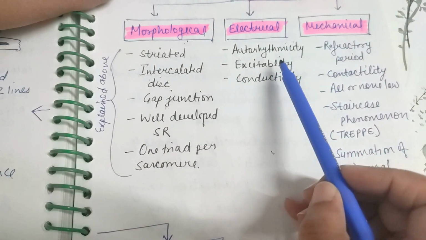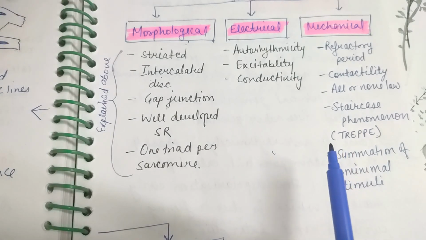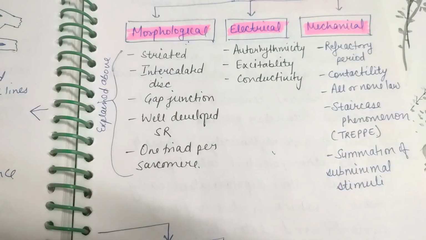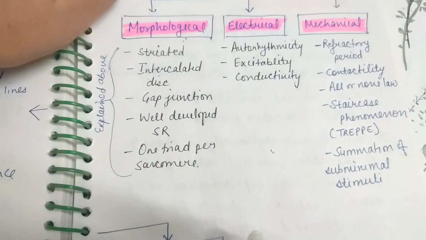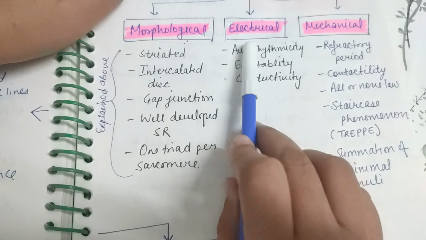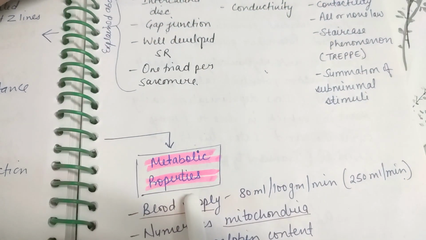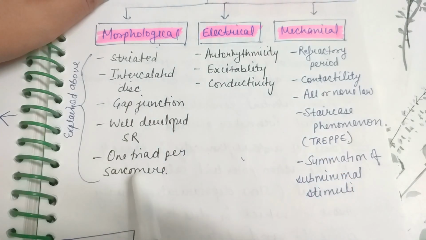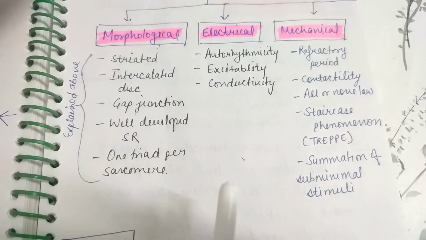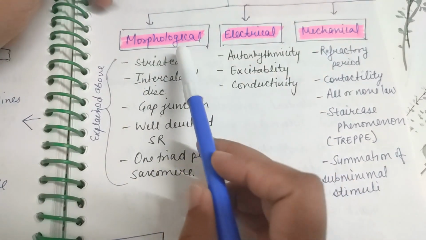But again, we don't know how to explain these, right? Just giving the definition of these components will not give good marks. So in this video we'll be looking at how to explain properly whenever this question is asked in examination. So: morphological properties, electrical properties, mechanical properties and metabolic properties, right? Obviously these are two major components, but the rest we should also know. We should at least touch upon them a little bit. So, starting with morphological properties.